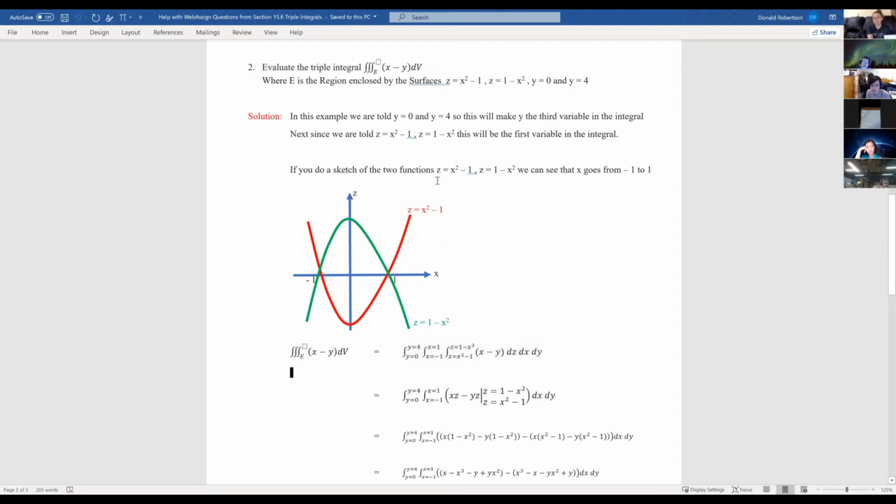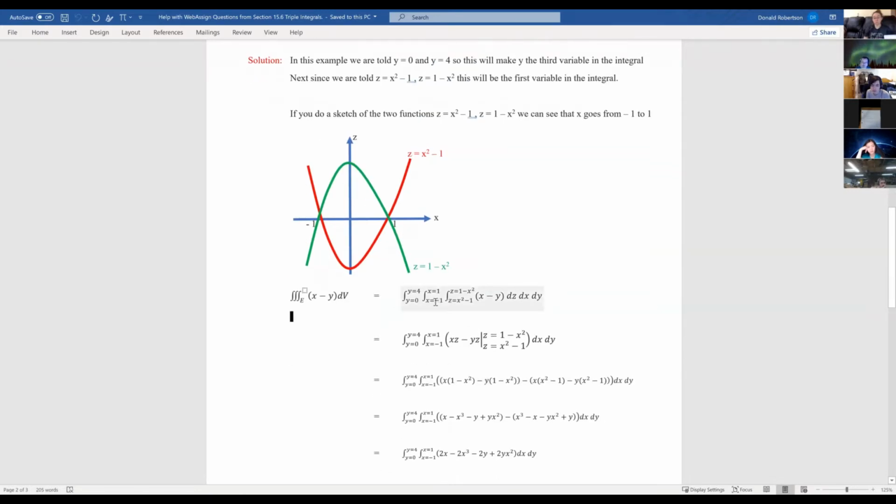Now, if I draw a sketch using these two and look at it from x and z, it's a bit like getting the 3D shape and just looking at it side on. You see that you've got the two curves going up and down, and the region you're talking about is this little bit in the middle, and the x's go from -1 to 1. So that tells me to use -1 to 1, and x is my second fella. Are we good with that?